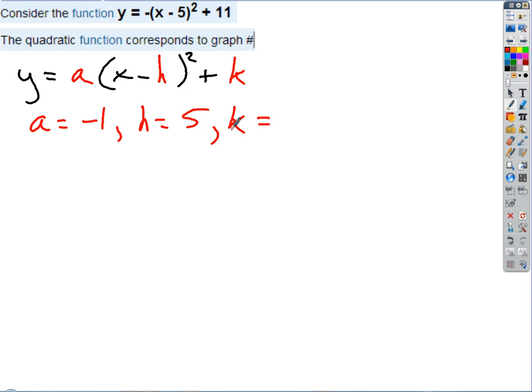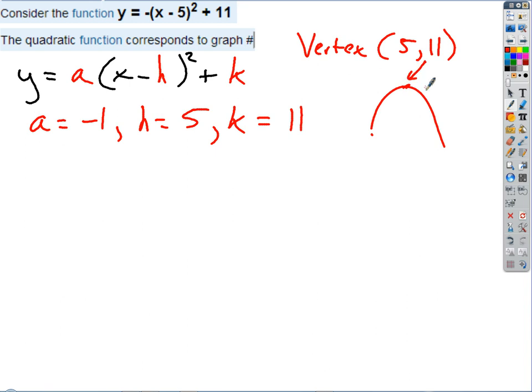What's k? It's 11. Okay, so what are the coordinates of the vertex then? 5, 11. Good. Does it open up or down? That's all you need, right? The coordinates of the vertex are at x equals 5, y equals 11. So that's the point right there. And it opens down, and that's a good sketch of the curve. And it opens down because A is negative.